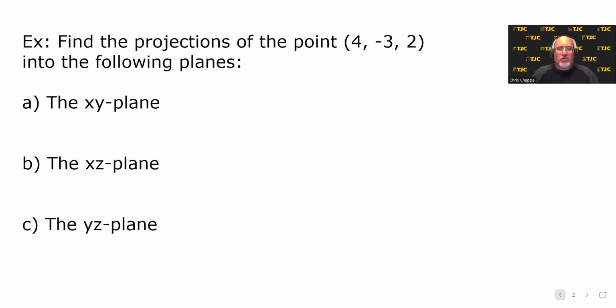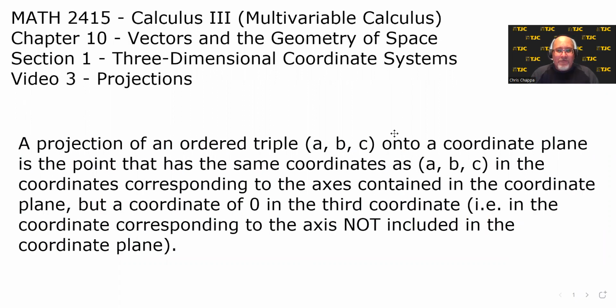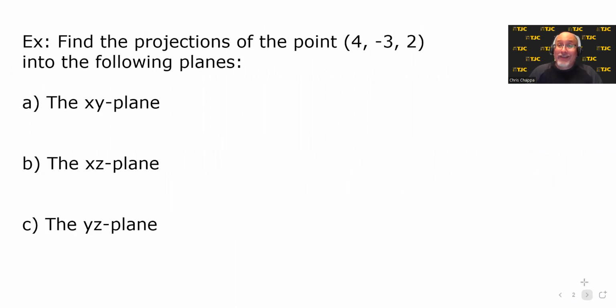Let's process this definition real quick before we do this. To find a projection into a plane, let's highlight the important parts. We need the same coordinates in the coordinates corresponding to the axes contained in the coordinate plane. All right, so let's let that sink in. On the first part, we are projecting onto the XY plane. The XY plane contains the X axis and the Y axis, which means our projection will have the same coordinates in the X coordinate and the Y coordinate. In other words, we're going to keep the XY coordinates.